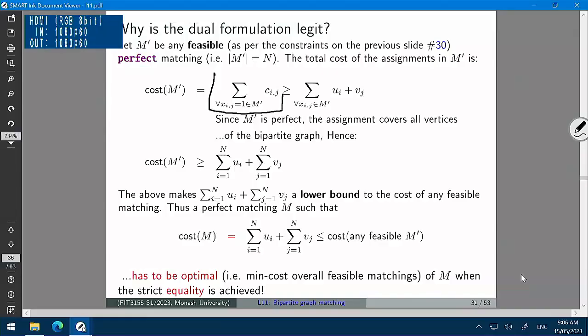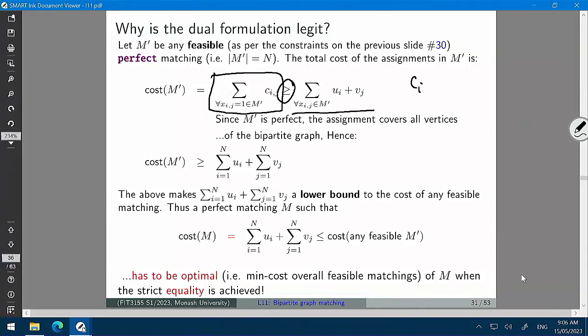This term here, you understand that term, right? So it's basically every possible cost of every possible assigned pair of vertices, every possible edge that's in the matching really, is greater than or equal to that. Why? Because every c_ij is greater than or equal to u_i plus v_j. Because of that relationship, this holds, isn't it? Okay?